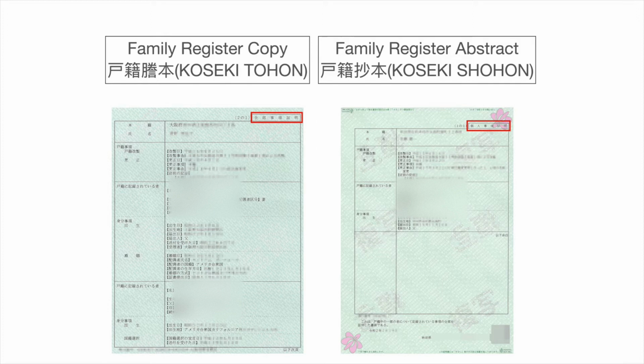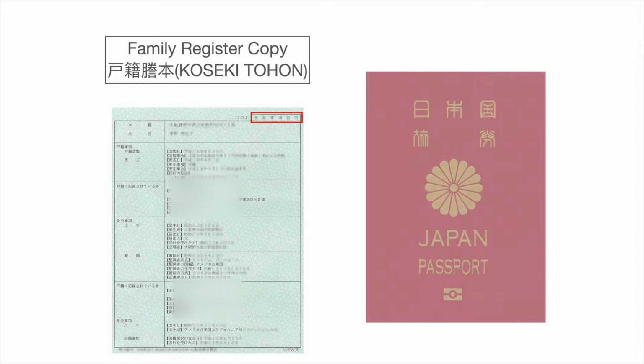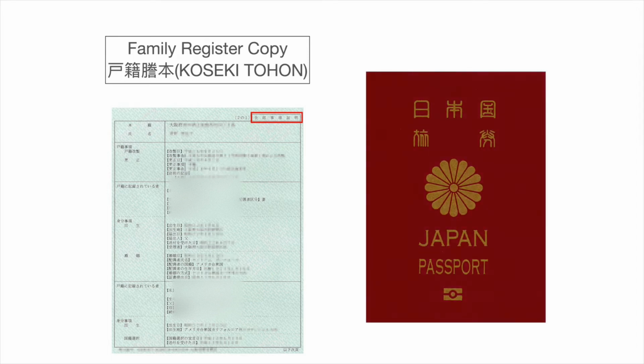First, let's talk about the different types. There are actually 3 types of family registers. When you obtain one, you have to specify which of the 3 types you want. The first is the current family register, or Genzai Koseki. As the name implies, it is the newest family register with the current information listed in chronological order. This type is required when applying for a passport, for example.